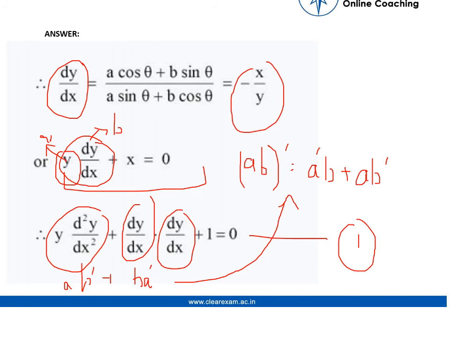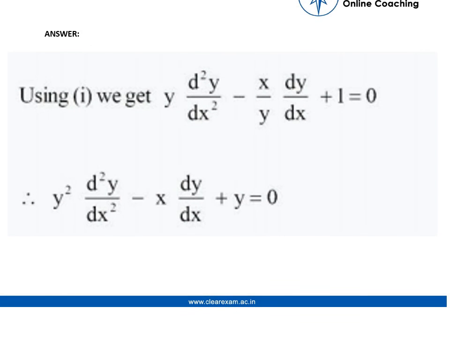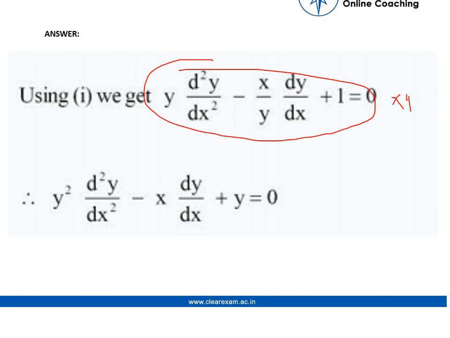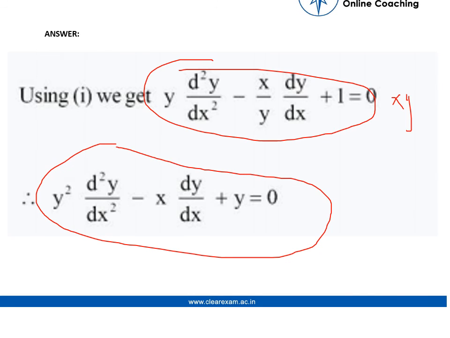So when we further solve the equation, taking the values on the left hand side, we get this equation. And finally, when we multiply this equation with y, we get y squared d²y upon dx² minus x dy by dx plus y equals 0, which is our required answer.